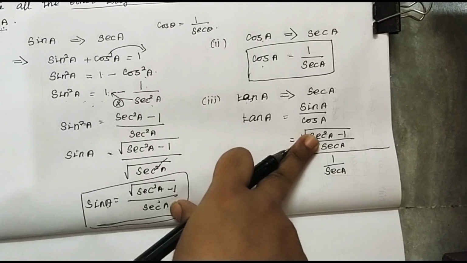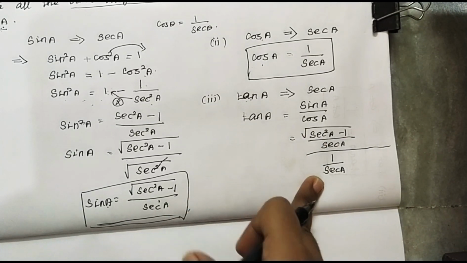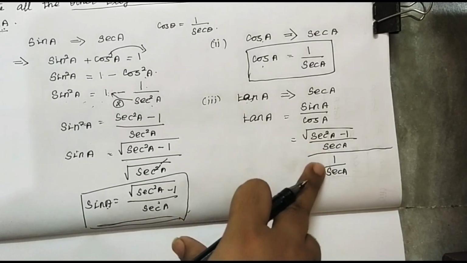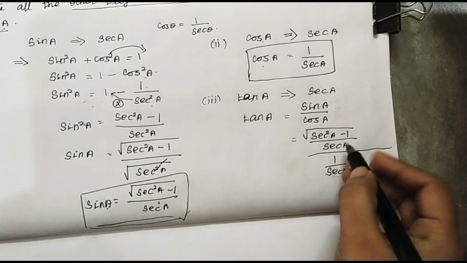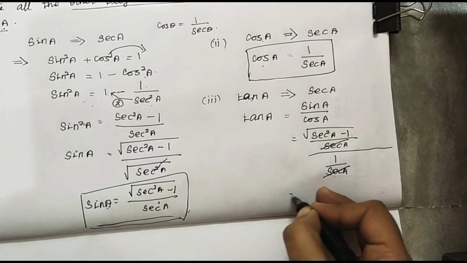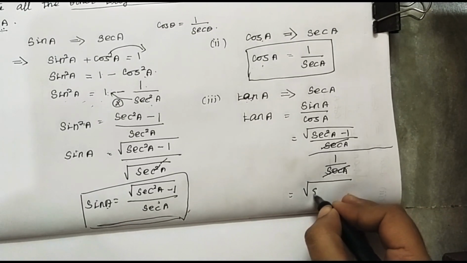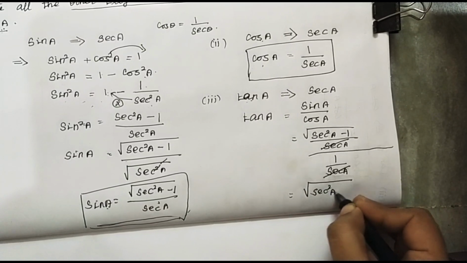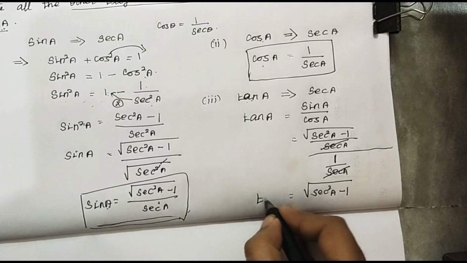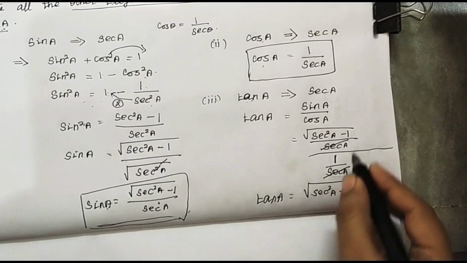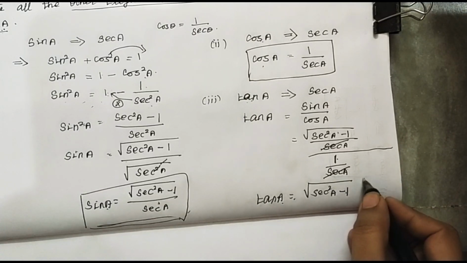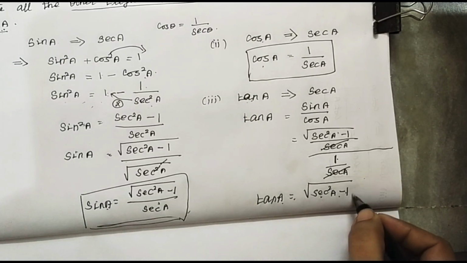Numerator also has a fraction, denominator also has a fraction. The numerator's denominator is secant A, the denominator's denominator is secant A. So directly we can cancel secant A and secant A. You will get square root of secant squared A minus 1. The denominator is here 1, so no need to consider it. Any number you divide by 1 gives the same answer. So tan A equal to square root of secant squared A minus 1.